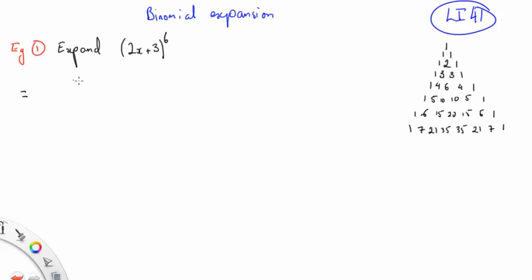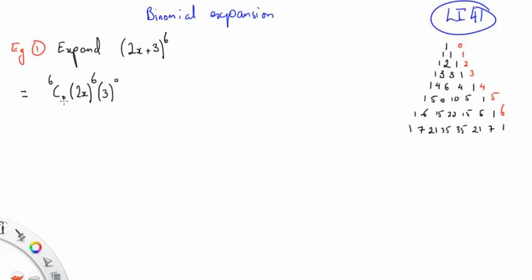Here's what's happening. You start with the 2x, and that goes to the power of 6, and then you have the other term, and that's to the power of 0. And because it's this to the power of 6, the coefficients come from the 6th row of Pascal's triangle. So let's number these: the 0th row, 1st row, 2nd row, 3rd row, 4th row, 5th row, 6th row. So they're going to come from here.